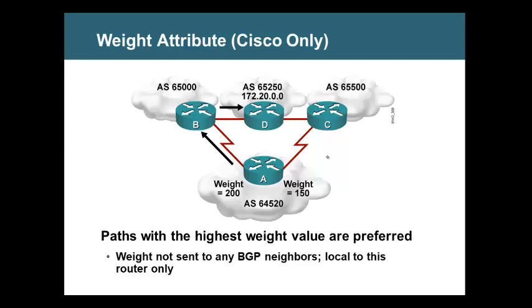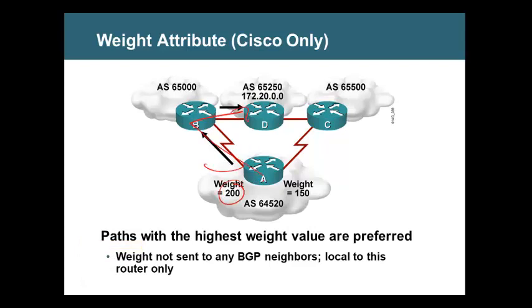See, local preference and weight, what is the difference? Weight is only on the router where you configure this. It is not applicable for other routers. It is not applicable for K and J. Whereas if this is an attribute like local preference instead of weight, then everyone will know that A has got 200. You understand? Now read this line. Weight is not sent to any BGP neighbor, neither to eBGP nor to IBGP. It's local to this router only.